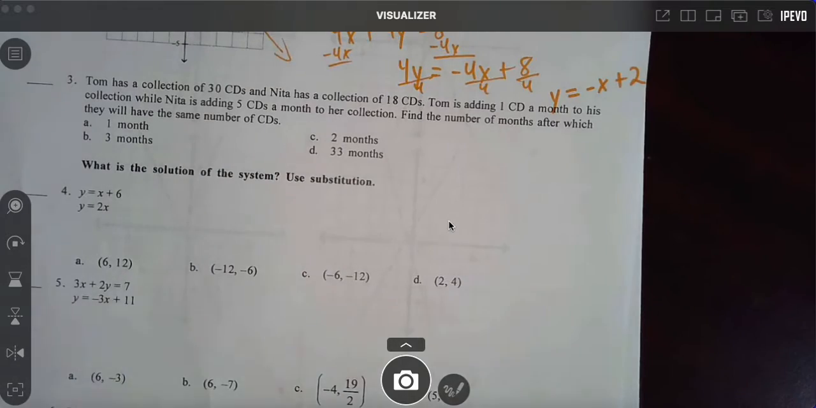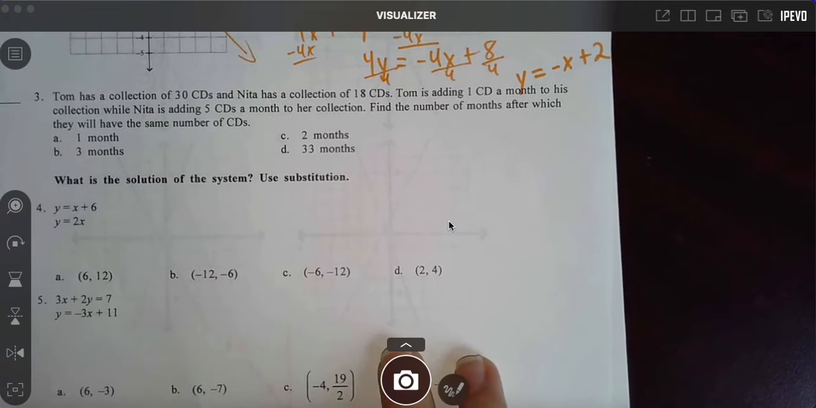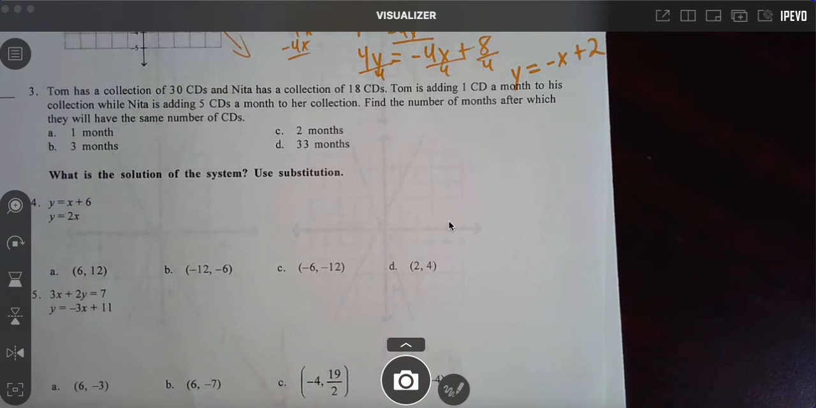Okay. Number 3. Some of you did not use my method. That's fine. If you just want to count and figure it out on your own, you can do that. It says Tom has a collection of 30 CDs. Nita has a collection of 18.